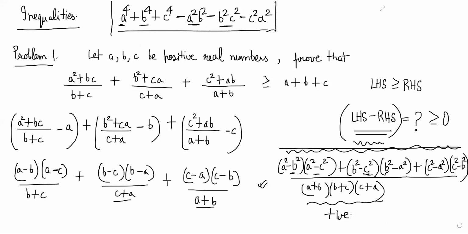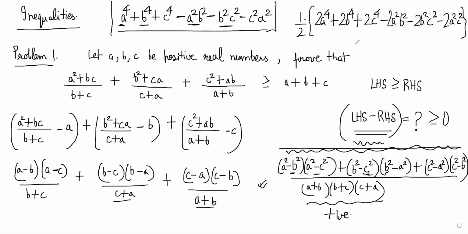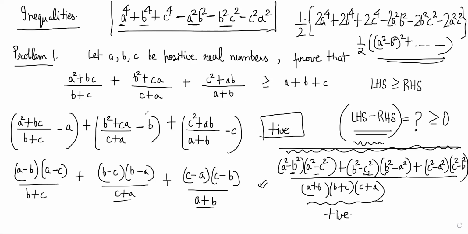Complete the square by multiplying by half and 2, right? This is a common technique. This thing will be a sum of 3 squares, right? Minus 2 a square c square. It will be half of (a square minus b square) whole square plus so on, 3 squares. So the top part is positive, and therefore LHS minus RHS is coming out to be positive, so the inequality is proved.